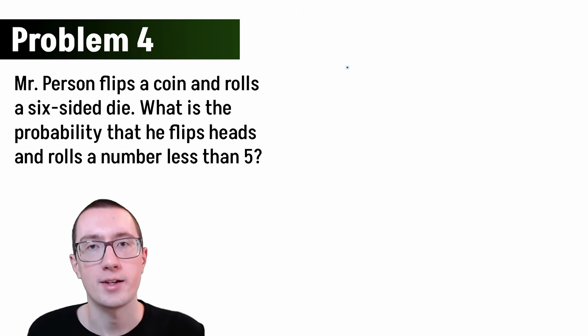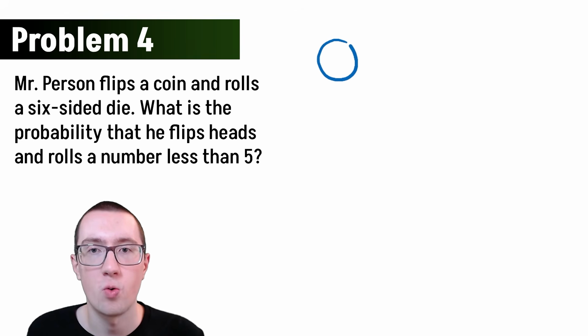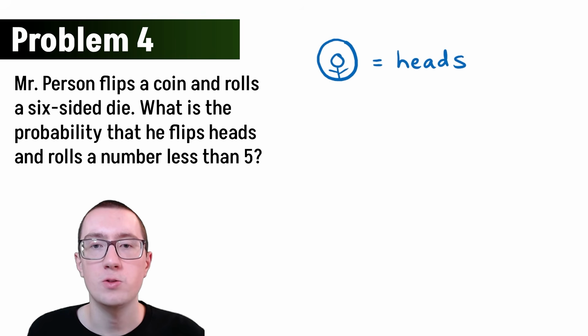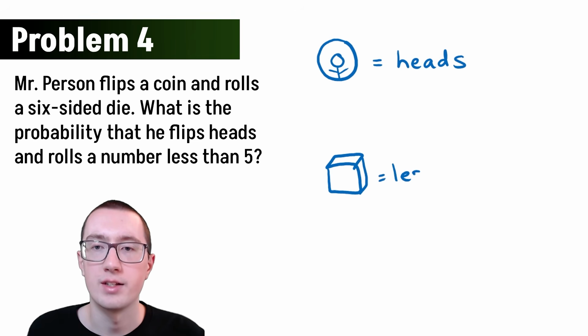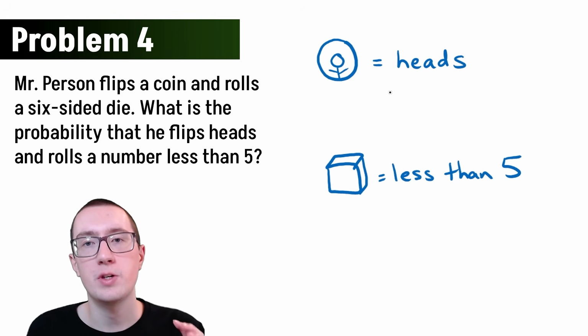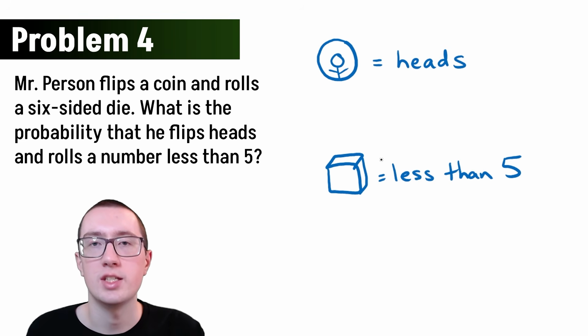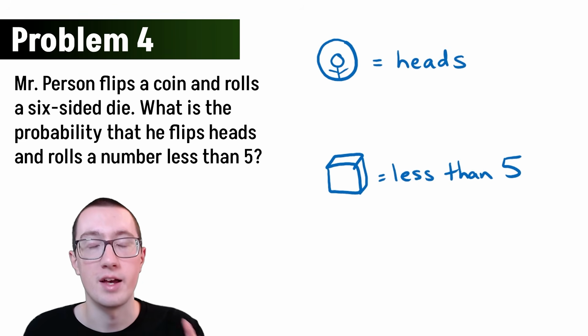So he's doing 2 actions, right? We need 2 things to happen. We need him to flip a coin, and this coin needs to land heads. And he's also rolling a die. And this die needs to land on a number that is less than 5. So let's figure out what the probability is of each of these things happening by themselves. And then we can combine them to figure out the probability of both of them happening at the same time.